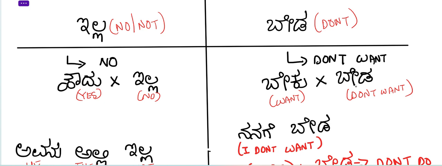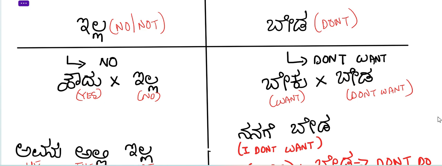These are opposites. Howdu is yes and illa is no. So I am giving you the difference so that you understand when to use illa. So illa you always have to use when you have to say no or not. And beda. So here beku and beda are opposites. Beku is want and beda is don't want. So that's the difference between illa and beda. Illa is no or not and beda is don't.